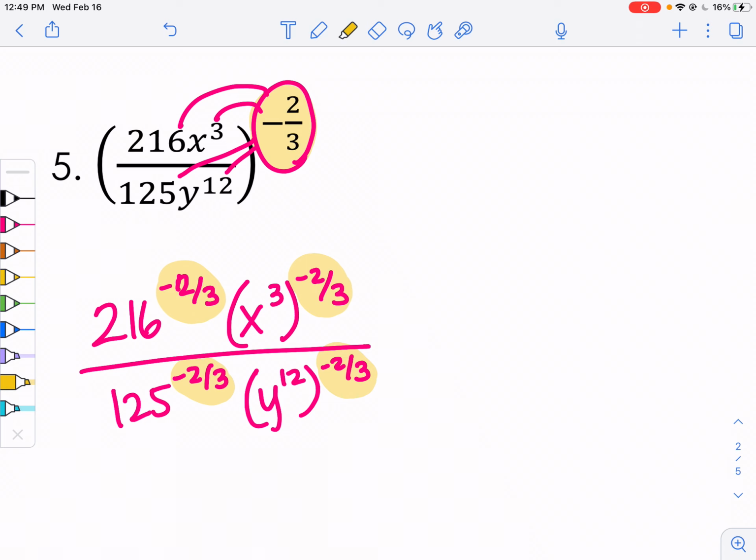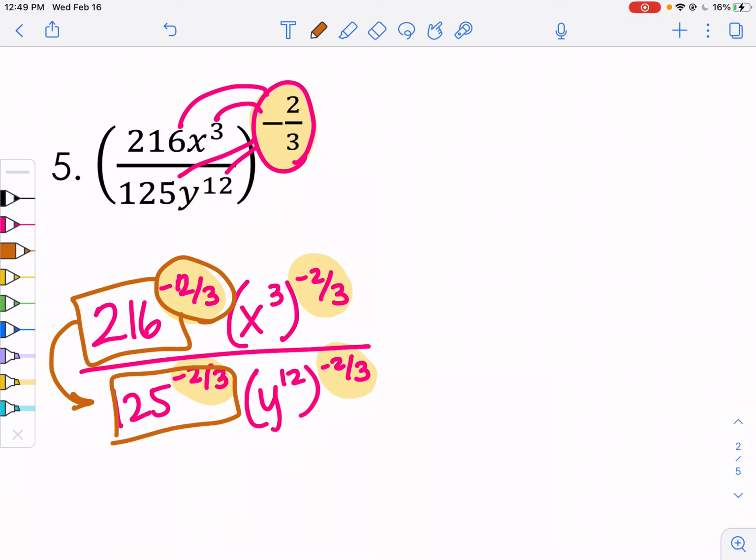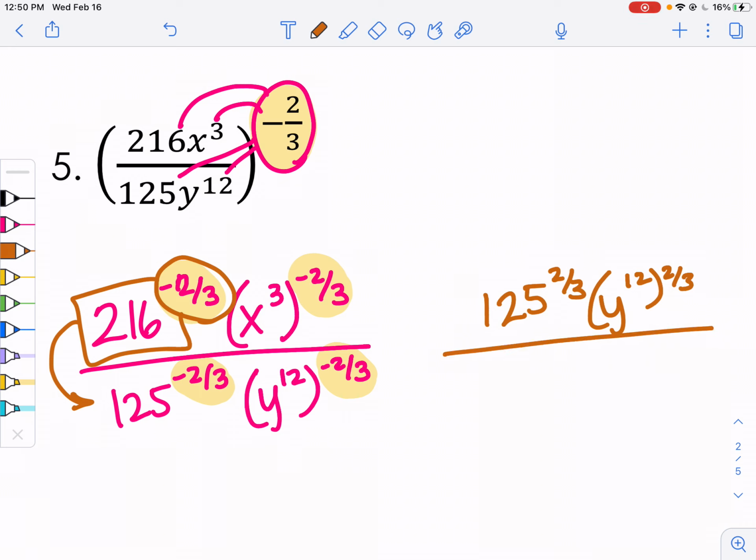So remember with my negative numbers, in order to get rid of a negative, I need to move that whole thing to the bottom. In order to get rid of this negative, I need to move it to the top. So I'm really just going to flip them, like 125 to the 2/3, y to the 12 2/3, 216 2/3, and x to the third 2/3. So everything can become positive because it moves to a different location.